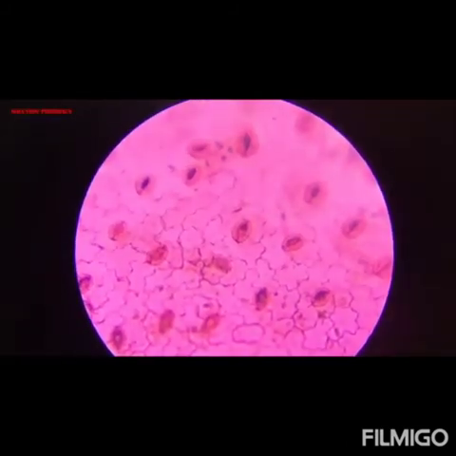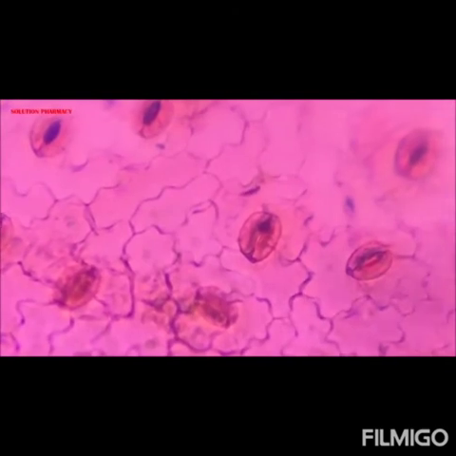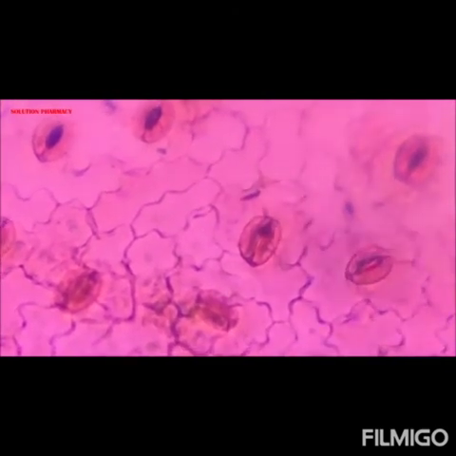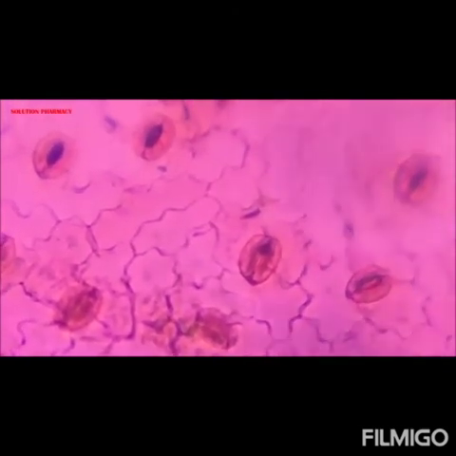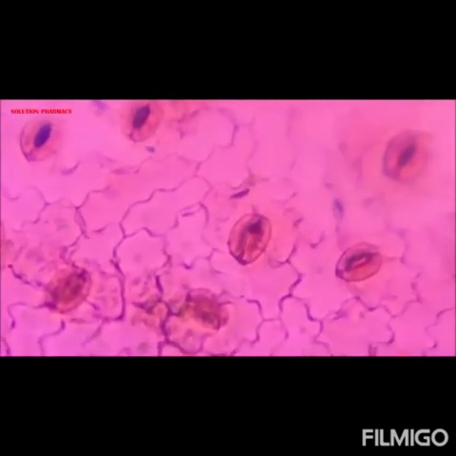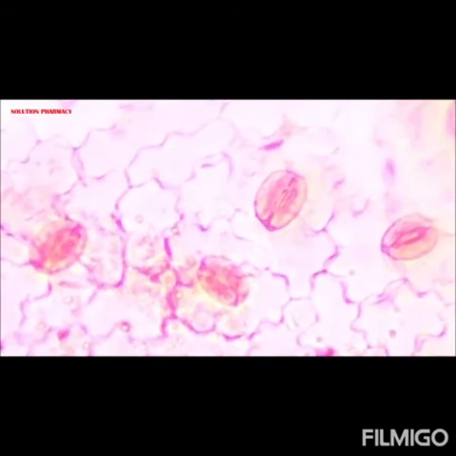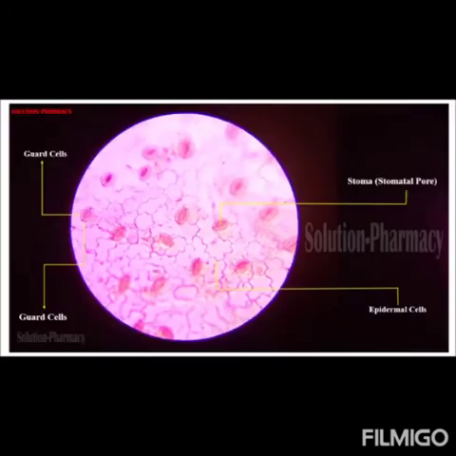Then we are observing the same slide with the 45x objective lens and 10x eyepiece, and here you can clearly see the stomata embedded between the epidermal cells. Through these stomata, gaseous exchange takes place in the plant. This stomatal pore, which is called a stoma, is surrounded by 2 guard cells, as you can see in the diagram which we have labeled, and these guard cells control, meaning regulate, the opening and closing of the stomata.